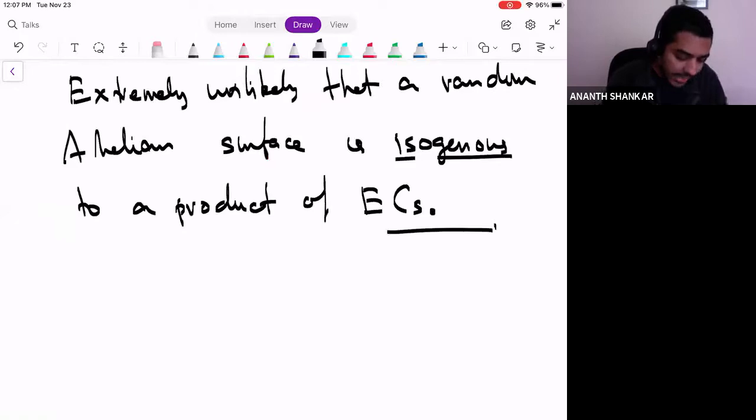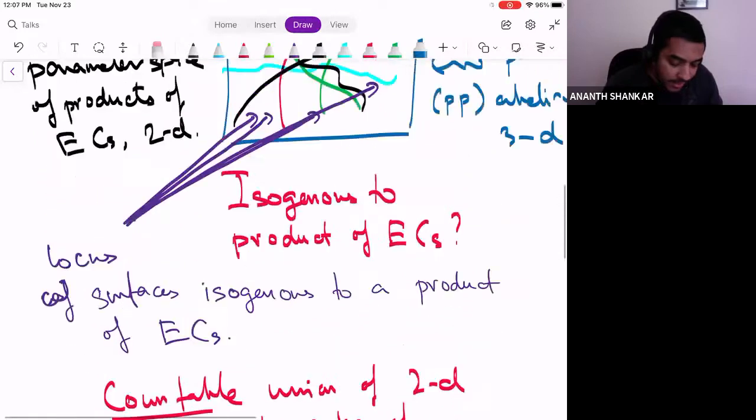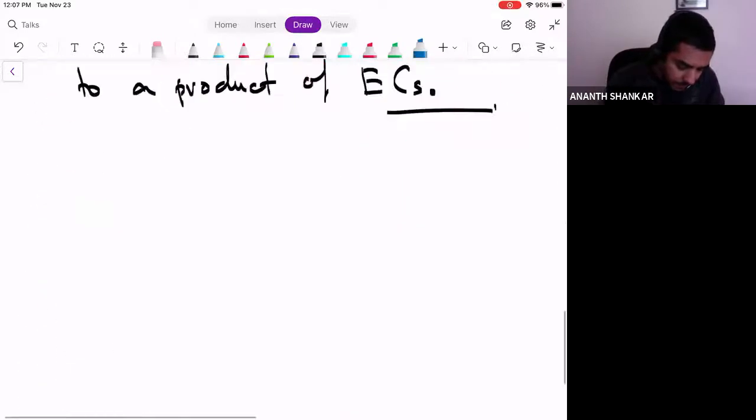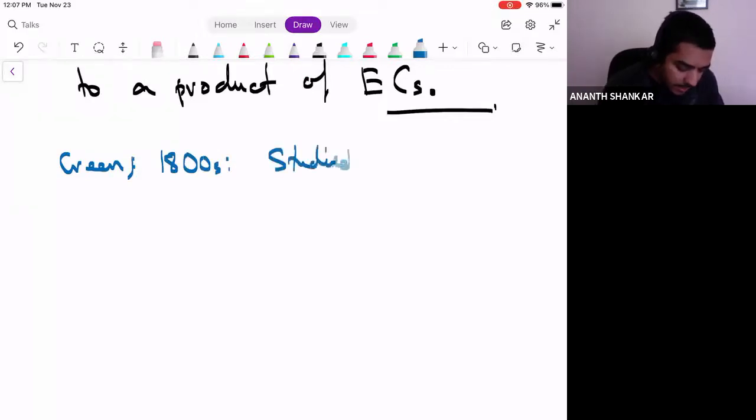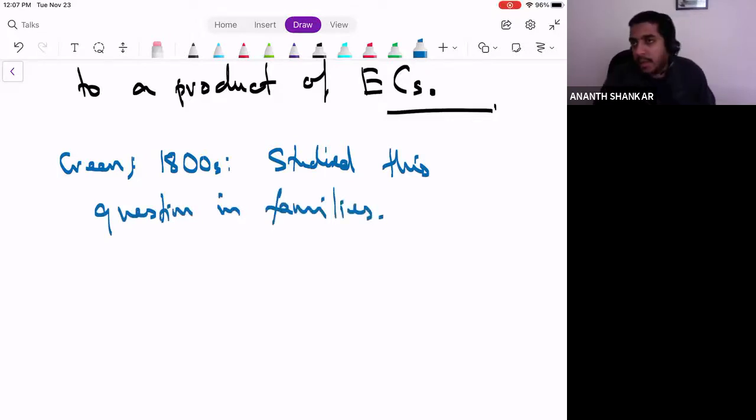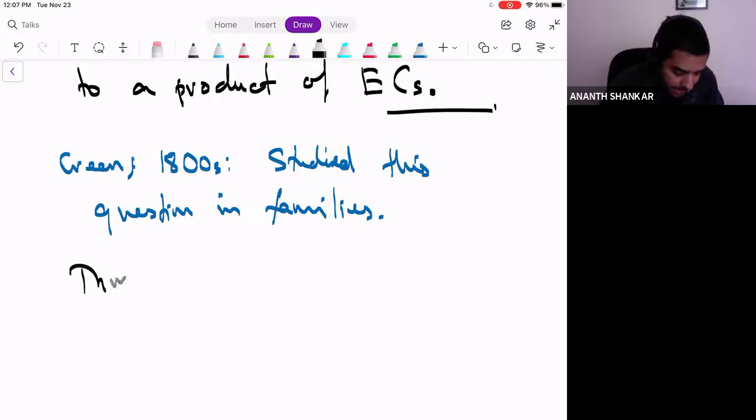All right. So in the 1800s, Green studied an extremely natural question that arises out of this setup. What Green did was he studied this question in families. Namely, not if you just have one single abelian surface, but if you have a family of abelian surfaces, then what can be said? And here's what, in fact, Green had to say.